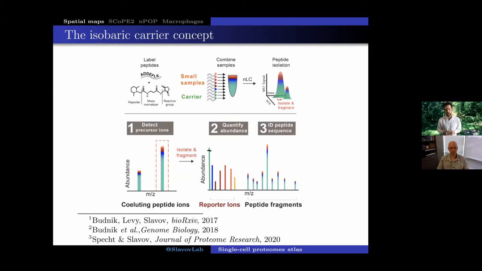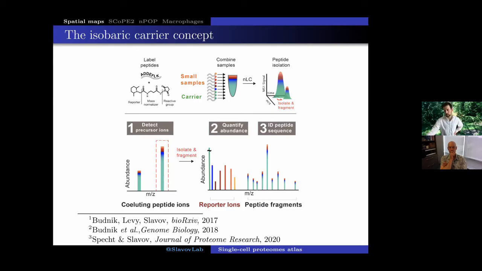For those who are not, I'll just briefly review the core concept, which is that we can label peptides from small samples, such as individual cells, but we can use other small samples, so it can be biopsies or any other small sample of interest. We digest them to peptides, label the peptides with isobaric mass tags, and then in parallel, we perform exactly the same operation with a larger sample, which we call carrier. And then once labeled, the peptides are mixed together and analyzed by LC-MS.